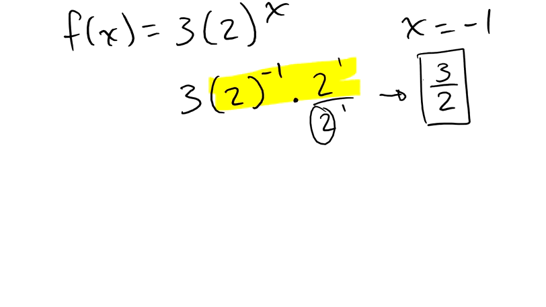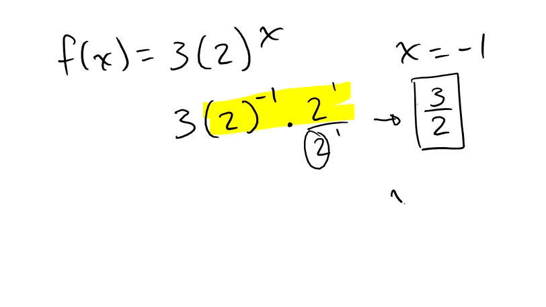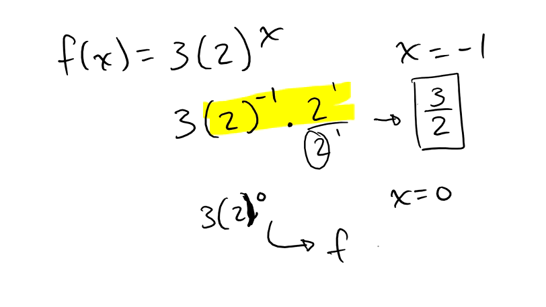What about when x is 0? Well, if x is 0, this becomes 3 times 2 to the 0 power. We know 2 to the 0 power is 1, so the function becomes 3. I might write this down like this: f of 0 is 3. What I'm saying is when I put 0 into this function, it becomes the value 3.